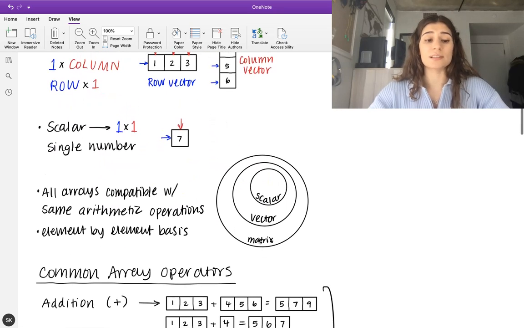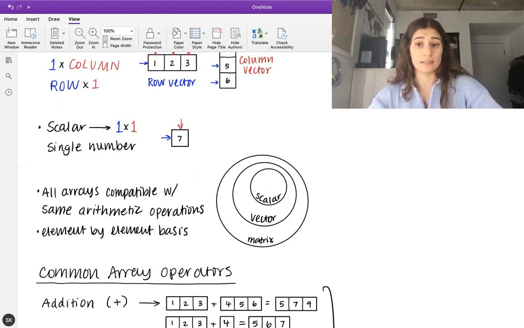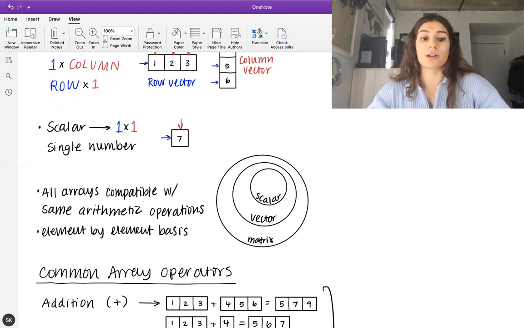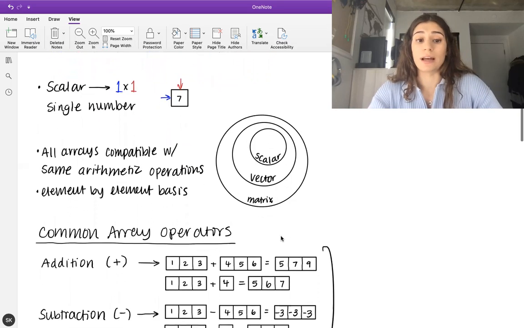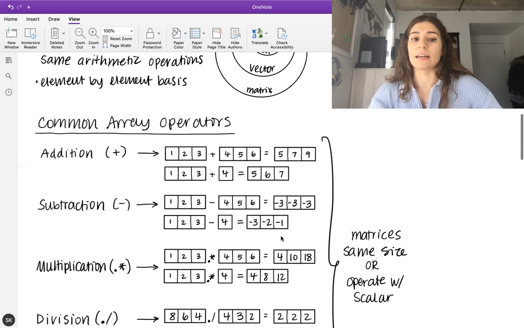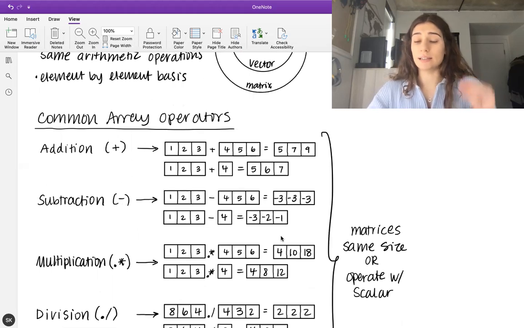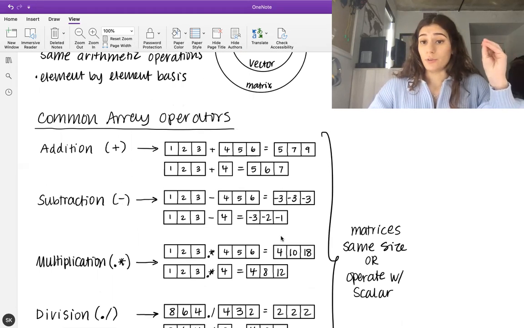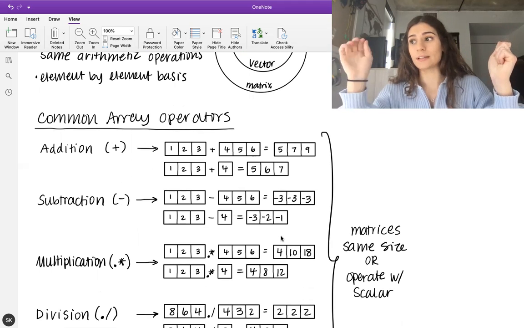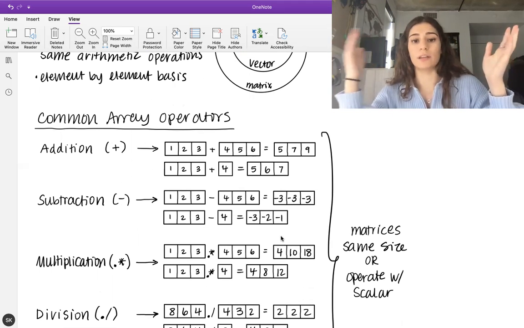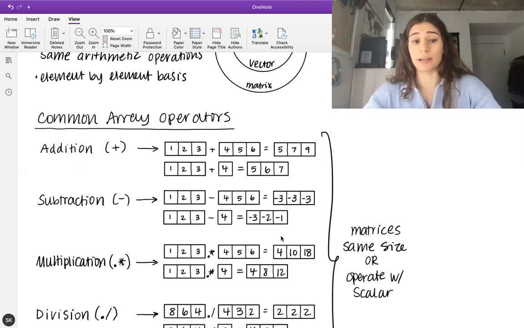So this means that since they're all classified as matrices, they are compatible with the same arithmetic operations if they're performed on an element by element basis. Element by element basis means that you are taking each element of the first matrix and operating it with the corresponding element of the other matrix on the other side of the operator.